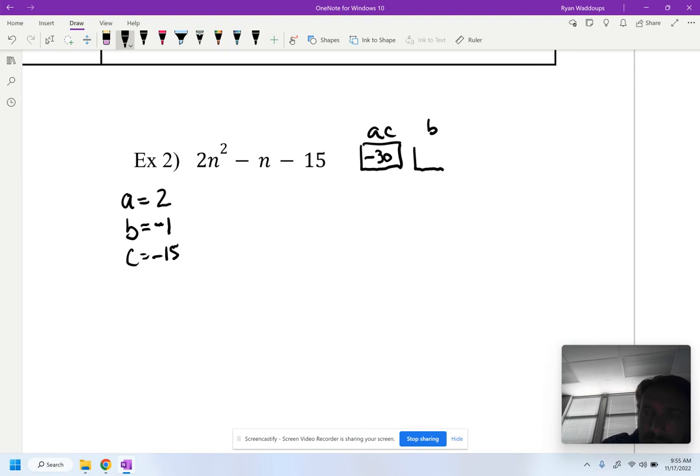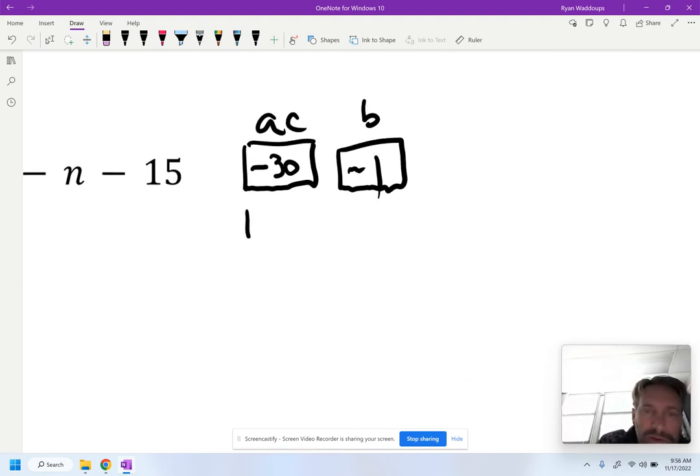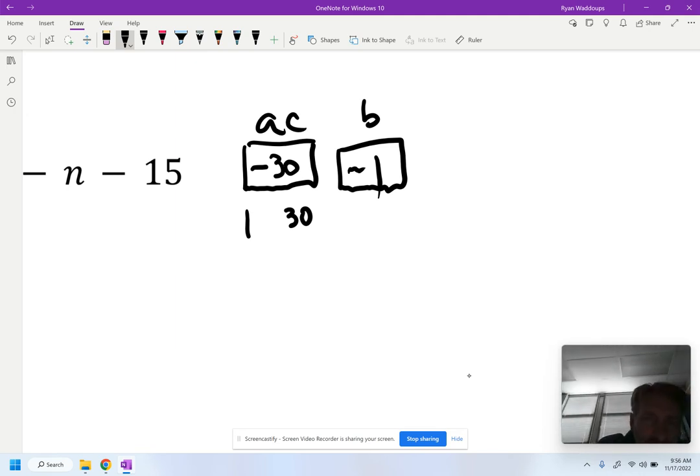And B is negative 1. So I'm going to say 1 times 30 is 30. Now I need to decide where I put the negative so that when I multiply I get negative 30, but when I add them I get a negative number. And I'm going to put that negative on the larger absolute value, negative 30. 1 times negative 30 is negative 30, but 1 plus negative 30 is negative 29. And that's not negative 1, but at least it is negative, the same as negative 1.